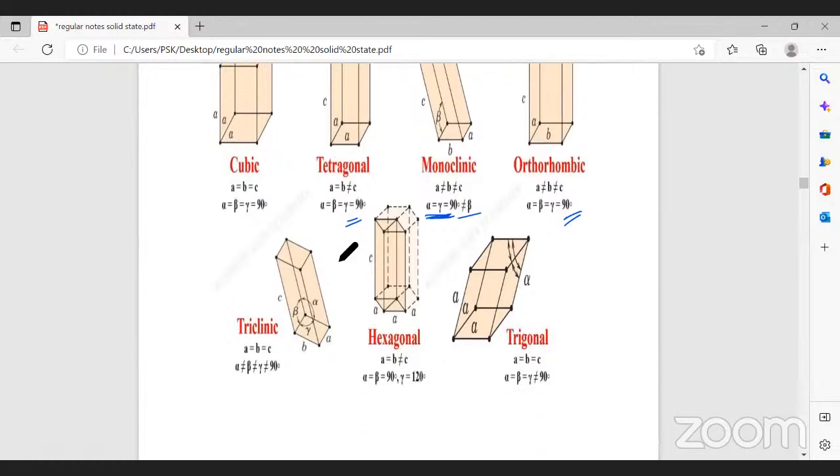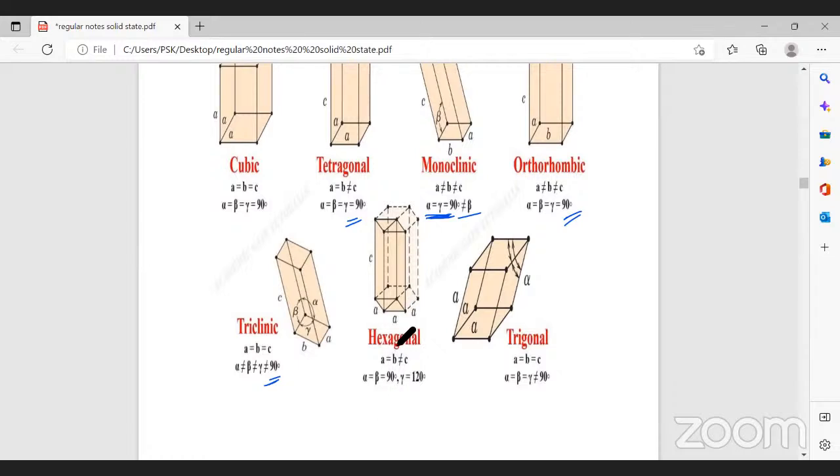Coming to the next crystal system, triclinic. In case of triclinic, a is equal to b is equal to c. Length, width, and height are equal, but alpha is not equal to beta, beta is not equal to gamma, and all the 3 are not equal to 90 degrees. Different bond angles it will have. That kind of crystal system is called triclinic.